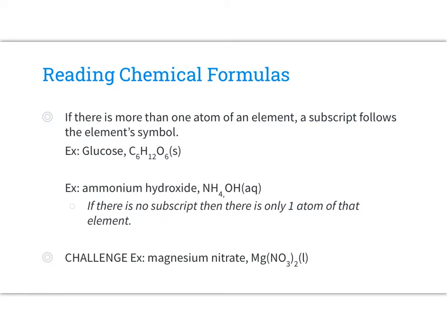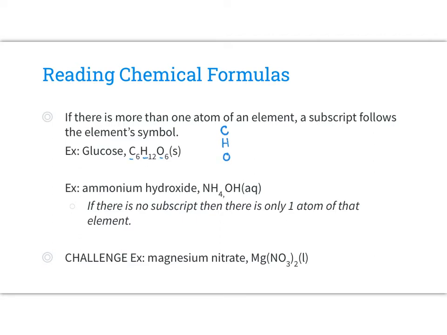So, reading a chemical formula. If there's more than one atom of any element, a subscript will follow. So for instance, let's look at glucose here. In glucose, we have 3 different elements. We have carbon, hydrogen, and oxygen.